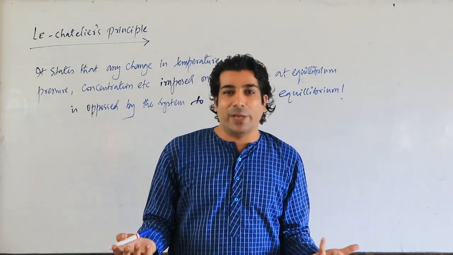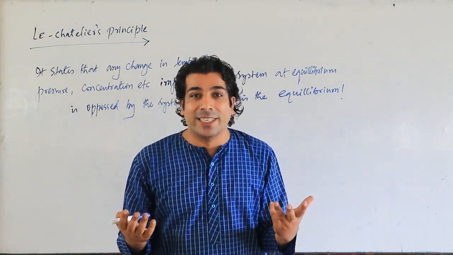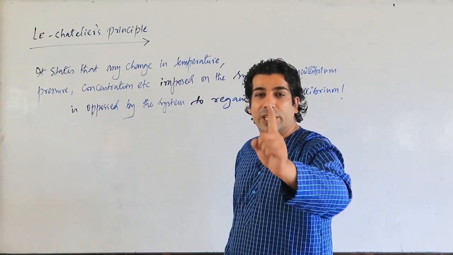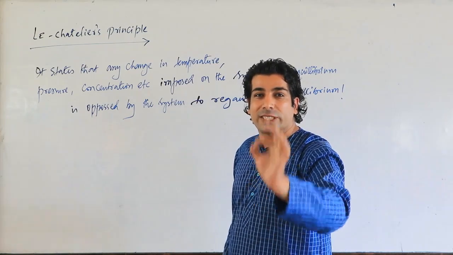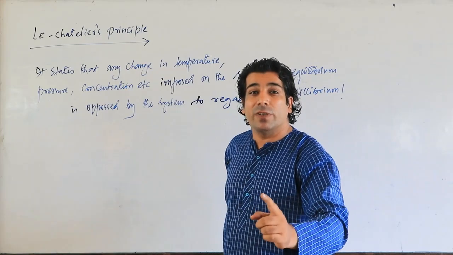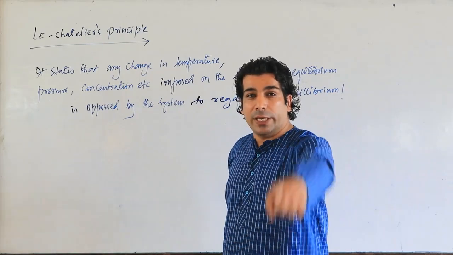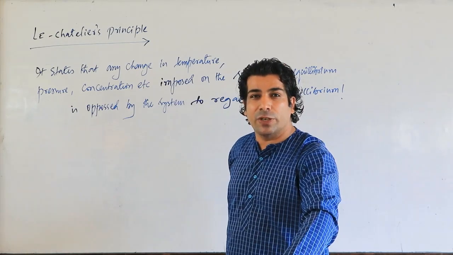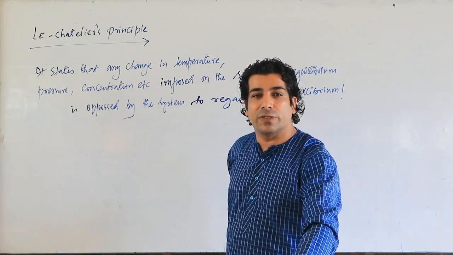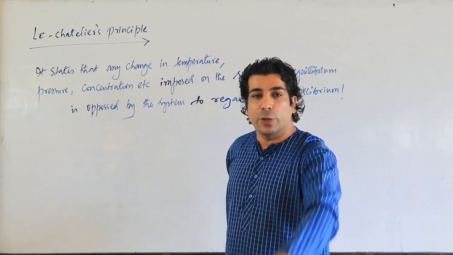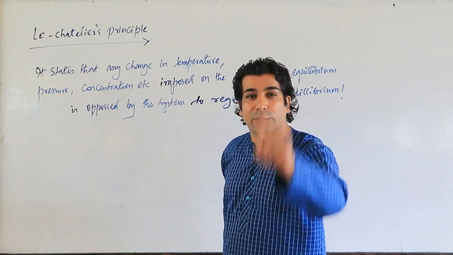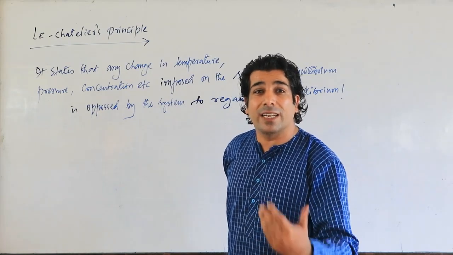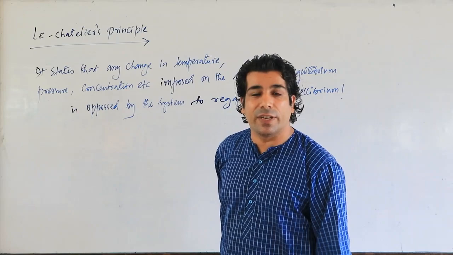So how is it happening? You have to understand in this particular topic that when you impose any change onto a system which is at equilibrium, that change will be opposed by the system. You increase the temperature, the system will decrease the temperature. You increase the concentration of reactants, the system will decrease the concentration of reactants. You increase the pressure, the system will decrease the pressure, my dear friends. And how all these things are happening, we will understand one by one.